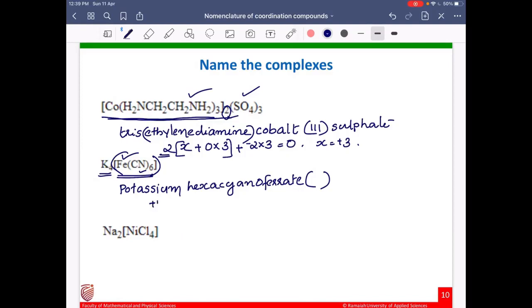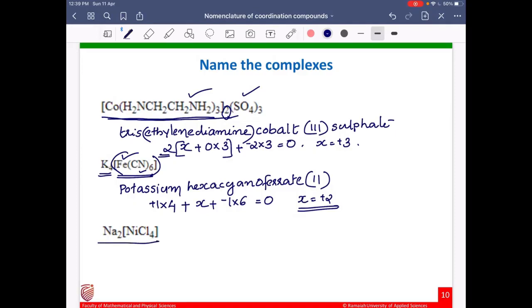Potassium, we know that potassium charge is +1. How many are there? 4, so +4. Plus Fe, we don't know, that is X. Cyanide is -1. Similarly, 6 are there, equal to 0. So from this, if I calculate, I will get X as +2. So I will give the oxidation state in Roman numerals after that. So the name is potassium hexacyanoferrate(II).